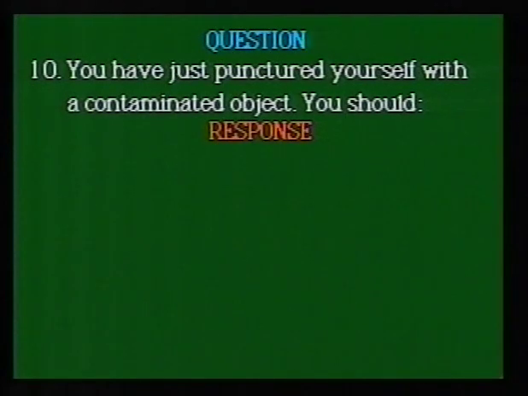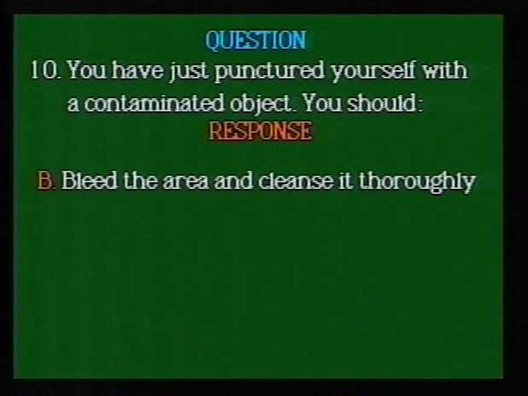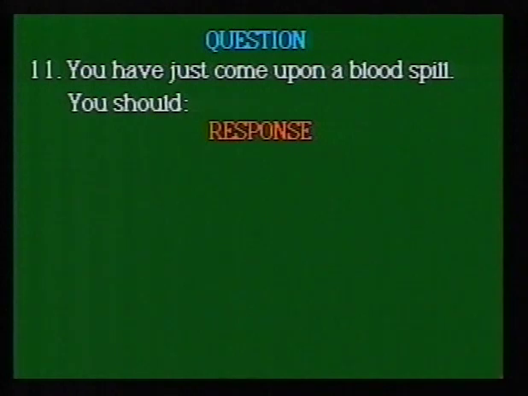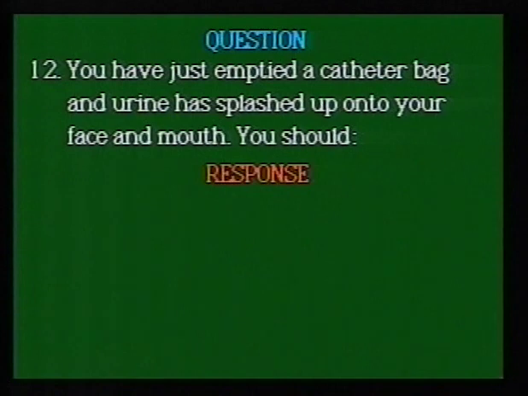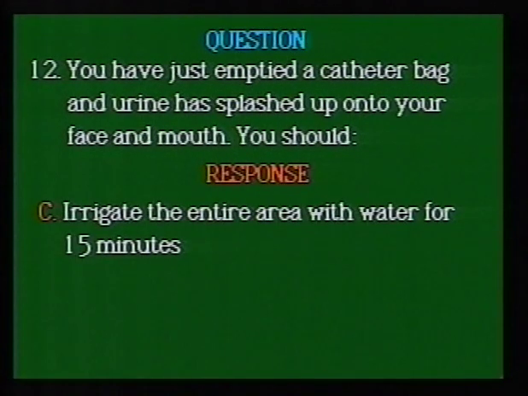Number 10, you have punctured yourself with a contaminated object. You would, B, bleed the area and cleanse it thoroughly. Number 11, you have just come upon a blood spill. You would, A, clean it up immediately with a disinfectant bleach solution following the facility's procedure for blood spills. Number 12, you have just emptied a catheter bag and urine has splashed up into your face and mouth. You would, C, irrigate the entire area with water for 15 minutes.